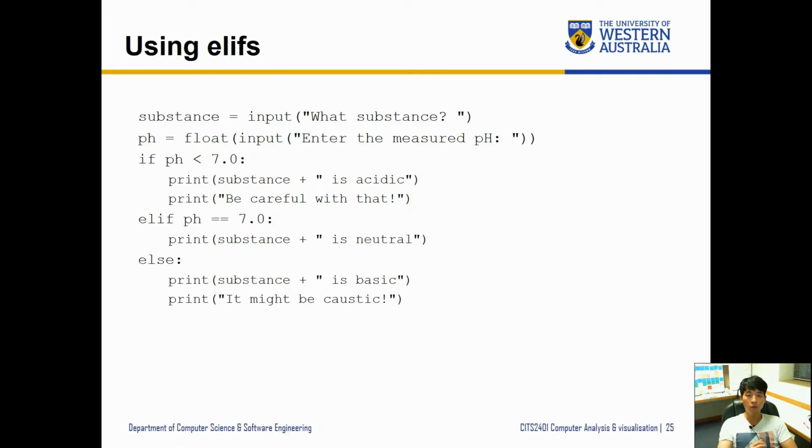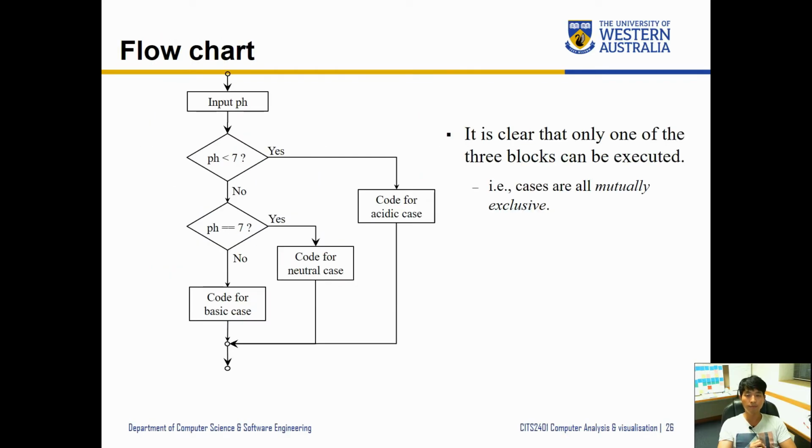We can also include a neutral case where pH is 7. Then the diagram will look like this. First it checks whether pH value is less than 7. If this is true, it will run its acidic case code. But if it's false, it will move on to the else if condition and check whether pH value is 7 or not. If this is true, it will execute its code for the neutral case. And if that is false as well, then it will move on to the base case.